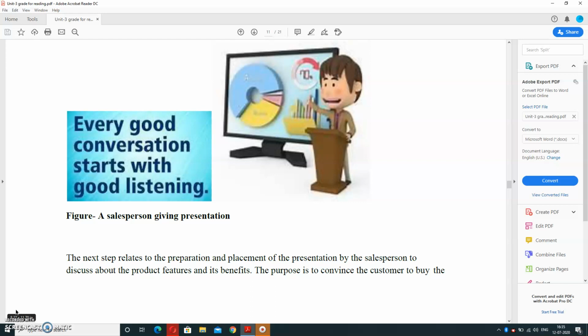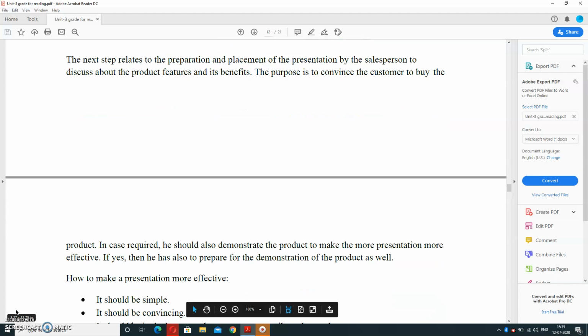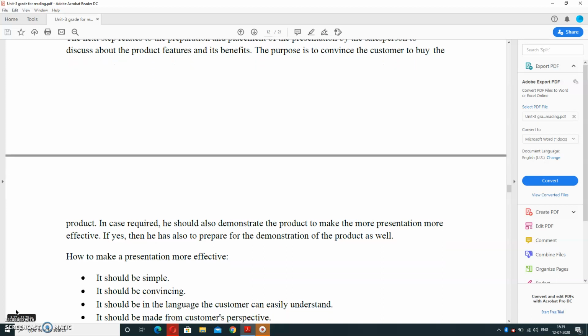The purpose is to convince the customer to buy the product. The ultimate goal of the company is to generate the sale. And for selling the product, the company will try to motivate the customer. For motivation of the customer, the company will prepare a presentation that is more interactive. If required, he should also demonstrate the product to make the presentation more effective. If yes, then he also has to prepare some demonstration as per the product requirement.